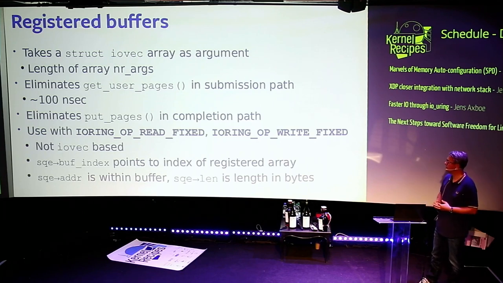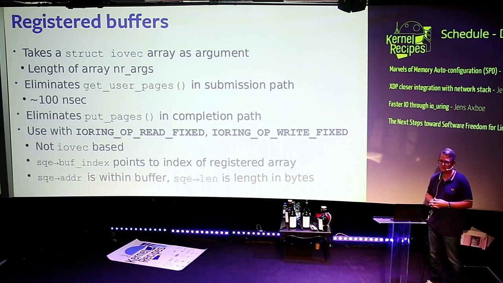These are only valid with these fixed buffers. They're not IOVec-based, even though you pass in an IOVec to register these buffers. For the actual read commands, you just pass in the address of that buffer, and you pass in the index of it. So when you set up these read and write fixed commands, you just basically give it the buffer index and the actual buffer and the length. You don't have to use the full length of the buffers. It's perfectly valid to register, say, a 1 gigabyte region you want to do IO in, and then just have a single IO command be 4K somewhere within that region. That works totally fine.